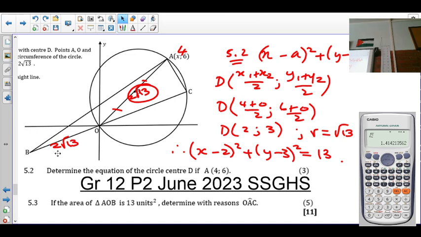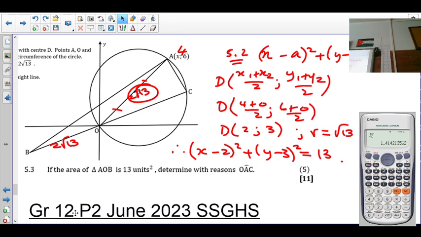Let's go to the next one. If the area of triangle AOB is 13 units squared, determine with reason the size of OAC. So this angle here we need to calculate. People, I know that C is 90 degrees, not so. When you work out the area of a triangle, let's see which triangle is given here. It's AOC. The triangle's area is given.